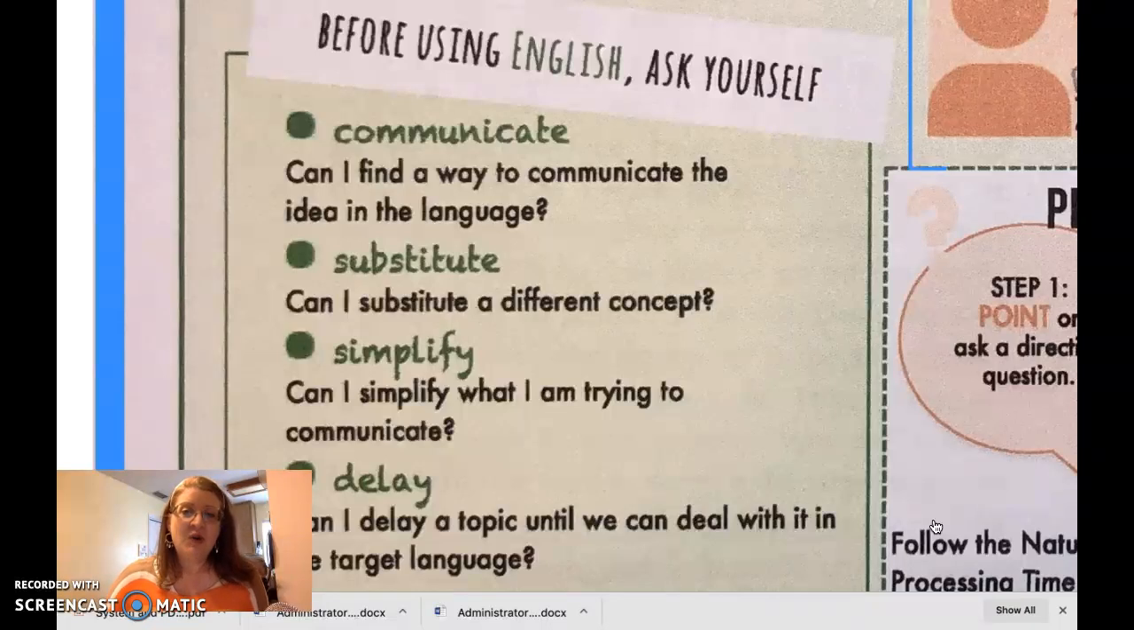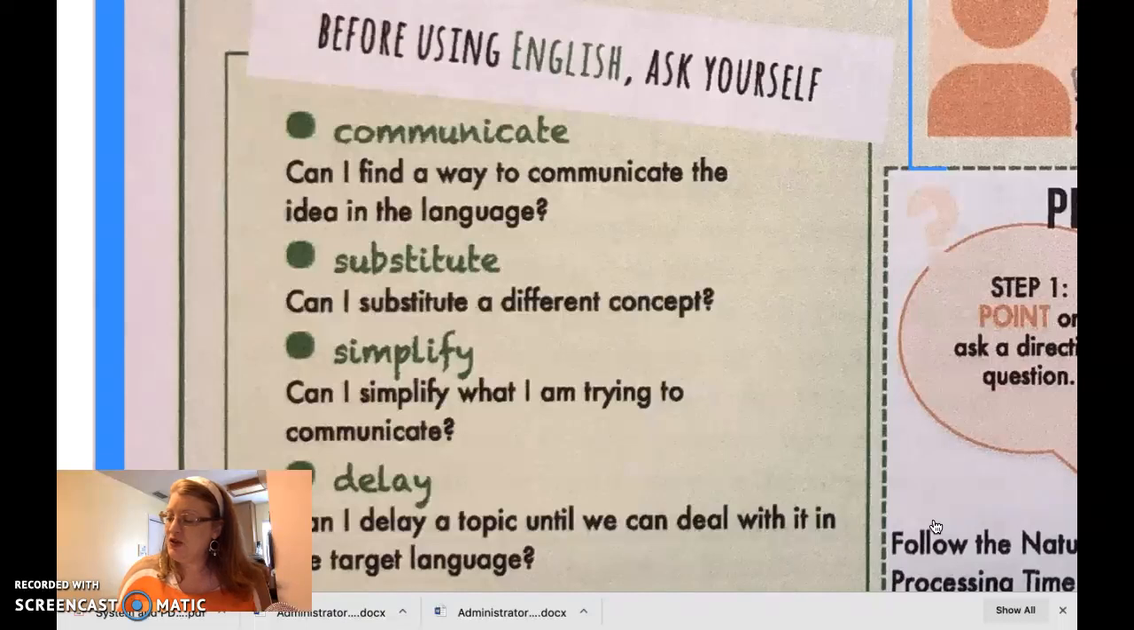So before resorting to English, you want to ask yourselves a few questions. For example, is it possible to try another approach in the target language to communicate that idea? For example, can I maybe add some visual support, add some gestures, use some words that are more similar to English but have the same general meaning in order for my students to understand. Can I maybe substitute a different concept?